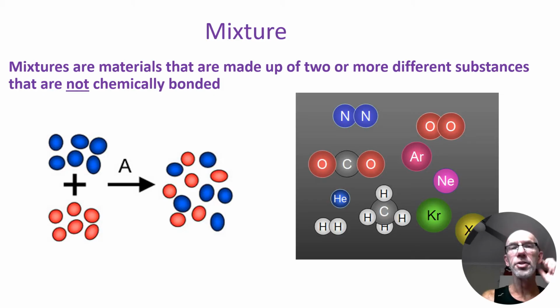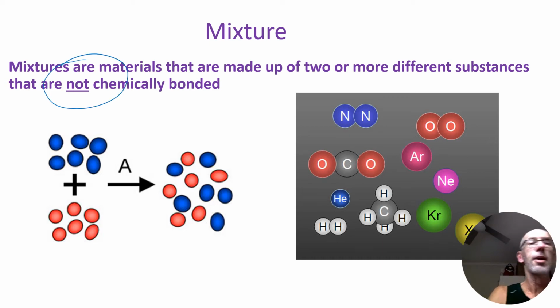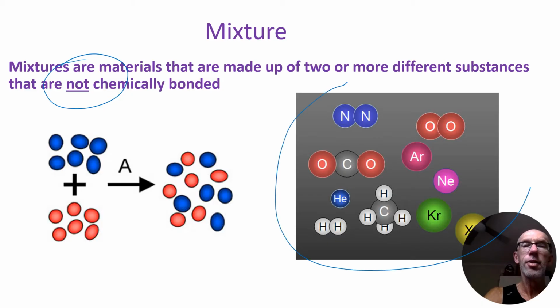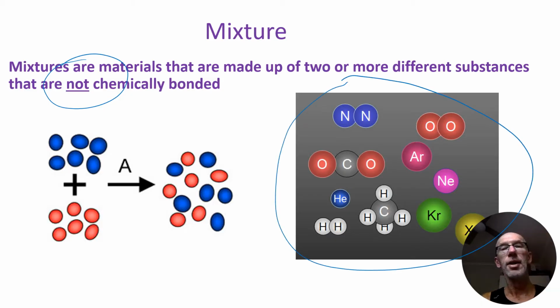Then we get into mixtures. So mixtures are made up of 2 or more different substances that are not chemically bonded. So we can separate these using appropriate separation techniques. An example of a mixture is air. So the air we breathe in is made up of an array of different gases that can be separated into compounds, into elements, etc.